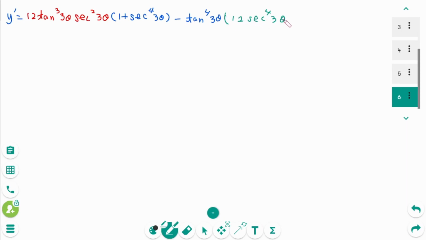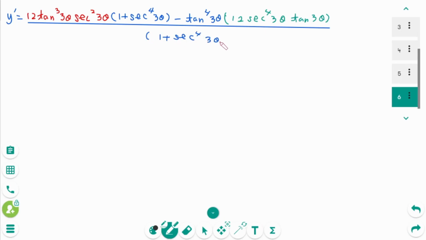Then back to the original. y prime equals 12 tangent cubed 3 theta secant squared 3 theta times (1 plus secant to the power of 4 3 theta) minus tangent to the power of 4 3 theta times 12 secant to the power of 4 3 theta times tangent 3 theta, over (1 plus secant to the power of 4 3 theta) squared.